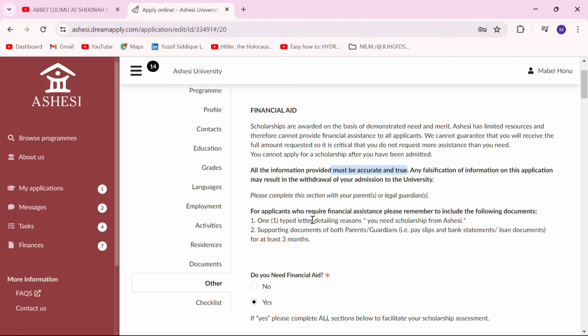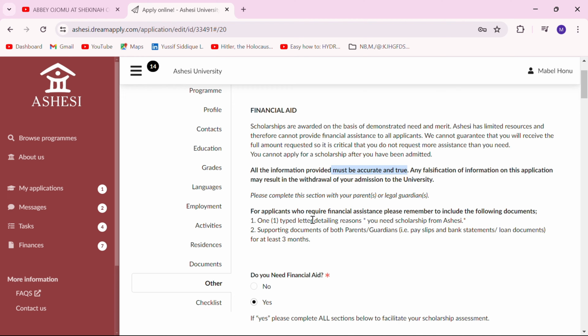Ashesi is so much interested in making social impact. So if you have a mission or a dream of actually impacting the community in any way, it would be good for you to add it here as a reason why you think Ashesi University should give you the scholarship. Be detailed, be concise, be precise, put in the right information, and express your genuine reasons for why you believe you need the scholarship.